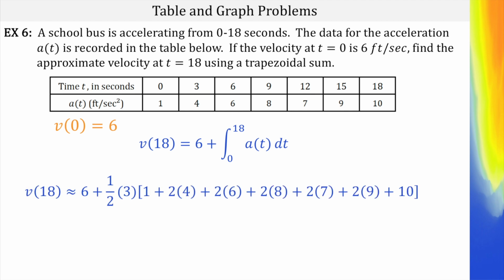We'll have 6, that's the initial condition, plus 1/2 times 3, that's 1/2 times the height, and then 1 is used once, 4 is used twice, 6 is used twice, 8 is used twice, 7 is used twice, 9 is used twice, and 10 only used once. So about 124.5 feet per second is that school bus velocity.